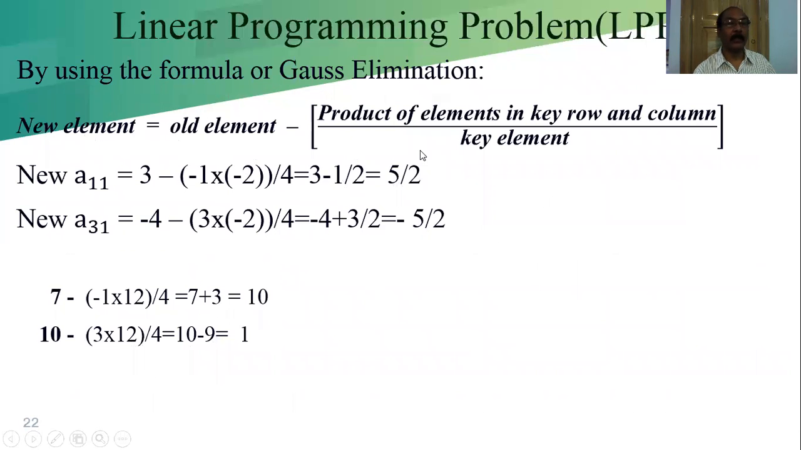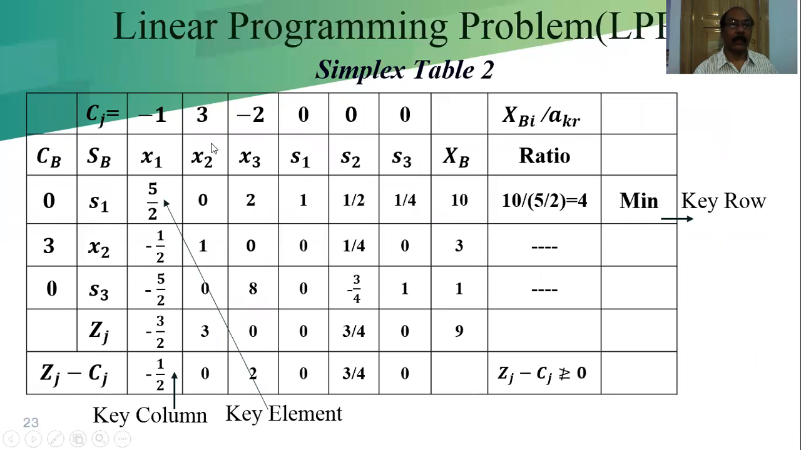Always we have to remember this formula: new value equal to old value minus the corresponding element with respect to that element in the key column, and corresponding element of that element in the key row divided by key element. This is our new table. That is the more iteration, this is our new table. 5 by 2, minus half, minus 5 by 2, minus 3 by 2, that is our Z value in this case.